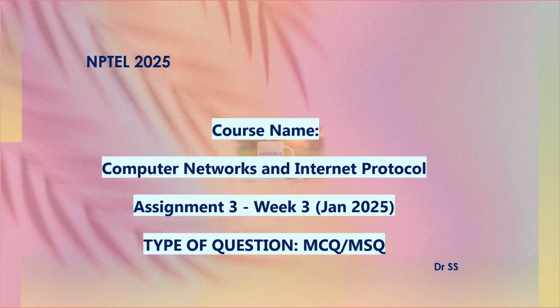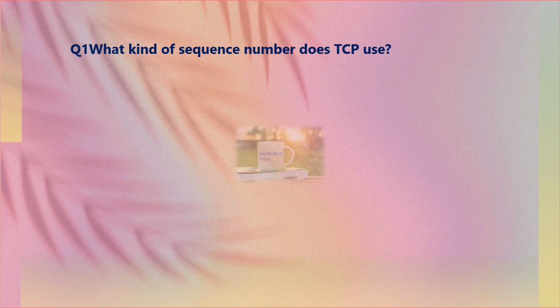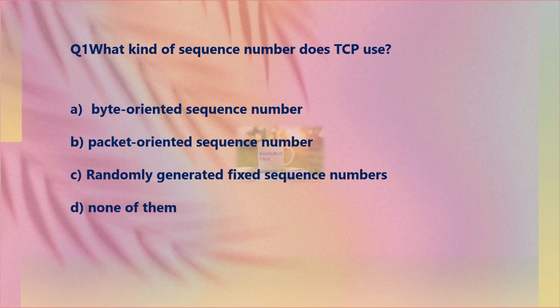Today we are going to discuss assignment 3 from the Computer Networks and Internet Protocol MCQ. So let's get started. In total, we'll have 10 different types of questions. In that, the first one: what kind of sequence number does TCP use?